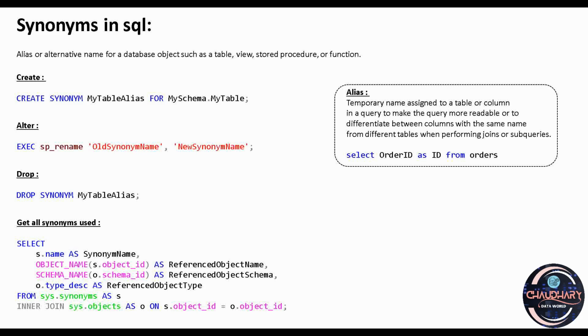The second most important difference is that a synonym is there for you for all time. It's not temporary, it's permanent until and unless you drop it. But an alias is temporary, a temporary name assigned to a table or a column in a query to make the query more readable, or to differentiate between columns with the same name from different tables when performing joins or subqueries.